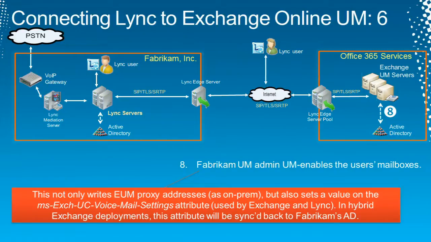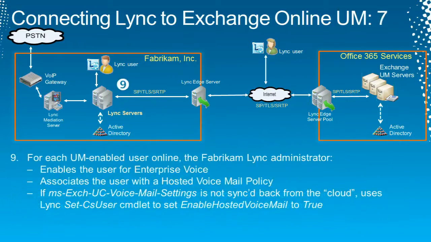If you're using a hybrid Exchange deployment where there is a modicum of back sync from the directory online to the customer premises directory, that attribute will actually be synchronized back to Fabricam's Active Directory on-premises. And so the fact that you enabled the user online, in the cloud as it were, percolates back to Fabricam if they're using the hybrid deployment model. If not, then it doesn't, and you have to do an extra step, which I have on this slide.